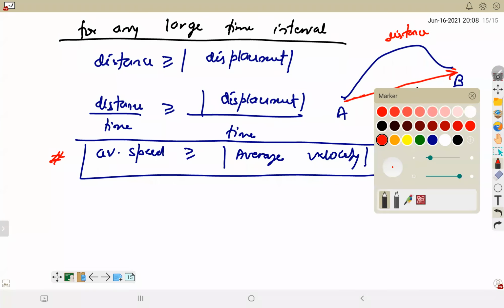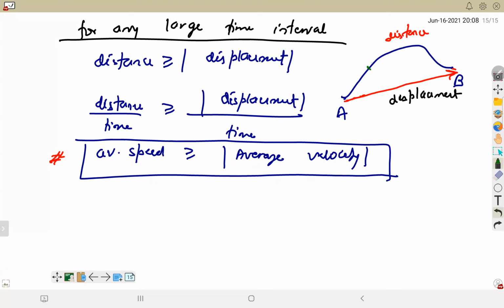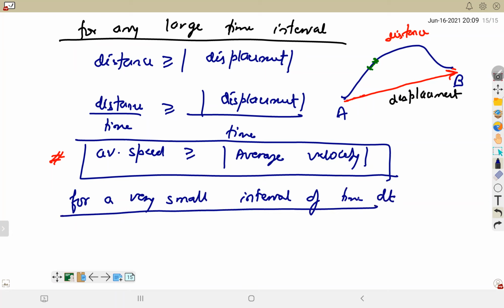But if you take any small time interval, just a very small dt, then चाहे वो कैसा भी curved path हो, for a very small interval it will be like a straight line. And for every straight line, distance will be equal to displacement. So for a very small interval of time, which is dt, the value of distance is always equal to displacement, क्योंकि बहुत छोटे इंटरवल में that path, whatsoever curved, it will be like a straight line only.